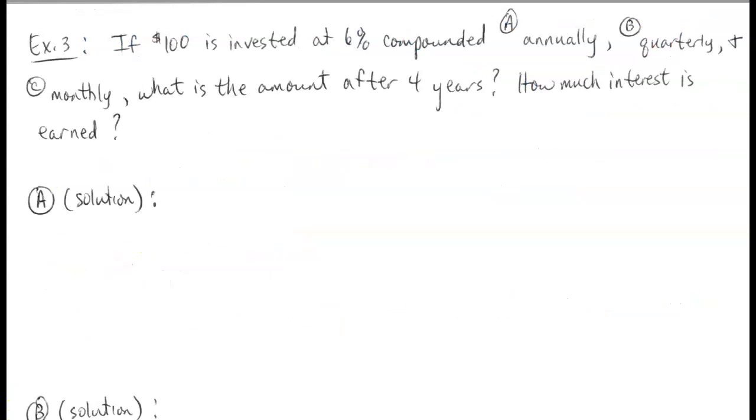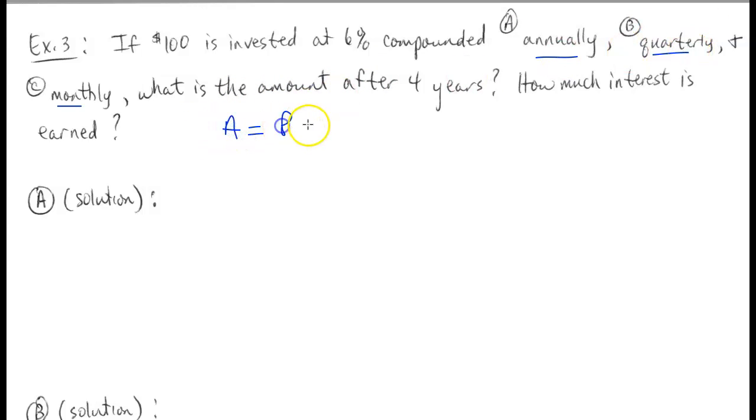All right, so for example 3, this is our first real example in using the compound interest formulas. So if we have $100 that's going to be invested at 6% compounded, and then of course we have all these different compounding periods, we want to know what is going to be the amount after 4 years and how much interest did we earn. So we'll do each of these separately here.